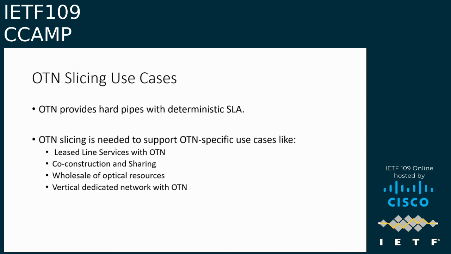The last but not least use case is vertical dedicated network in other industries like the financial industry or manufacturing industry, where people are asking for a dedicated OTN network to satisfy some stringent network conditions like deterministic latency and non-jittered bandwidth.